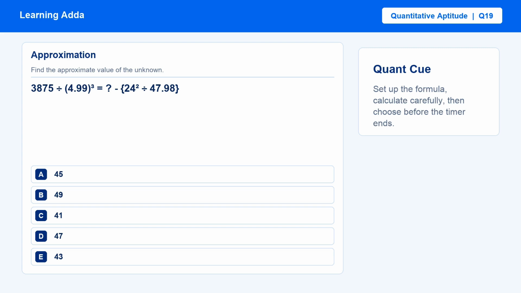Question 19. 3875 divided by 4.99 cubed minus 24 squared divided by 47.98 is equal to: option A, 45. Option B, 49. Option C, 41. Option D, 47. Option E, 43. The timer starts now.